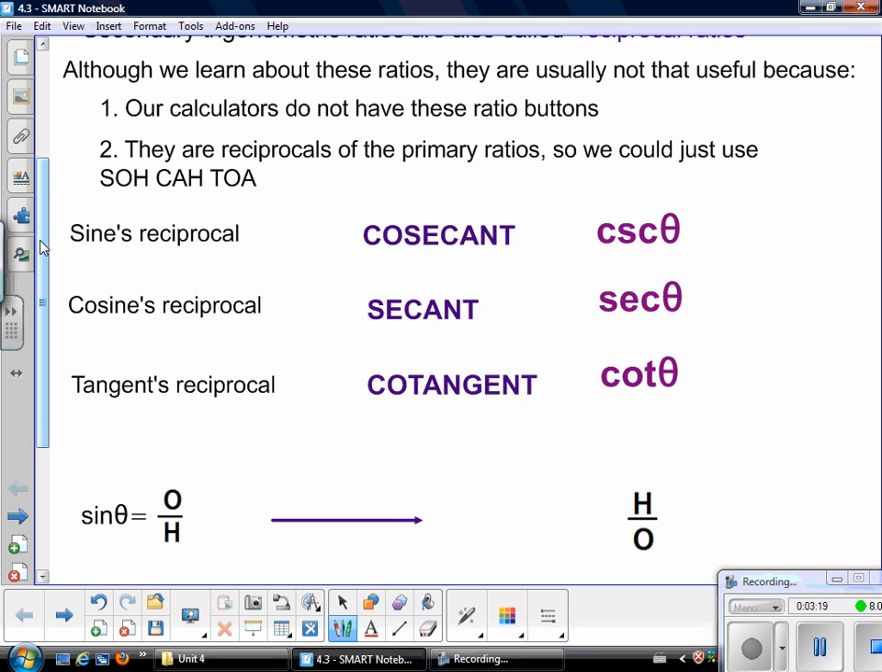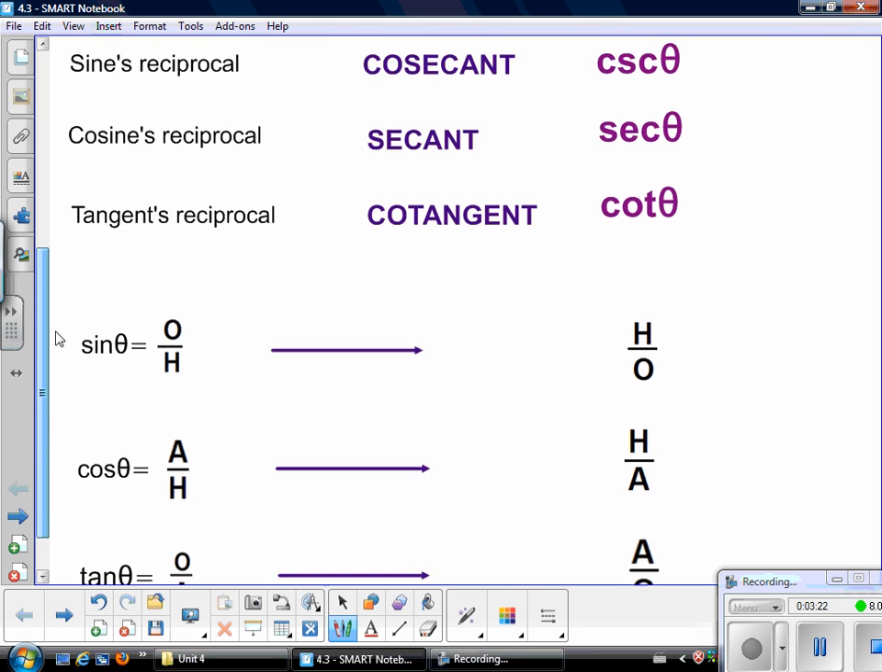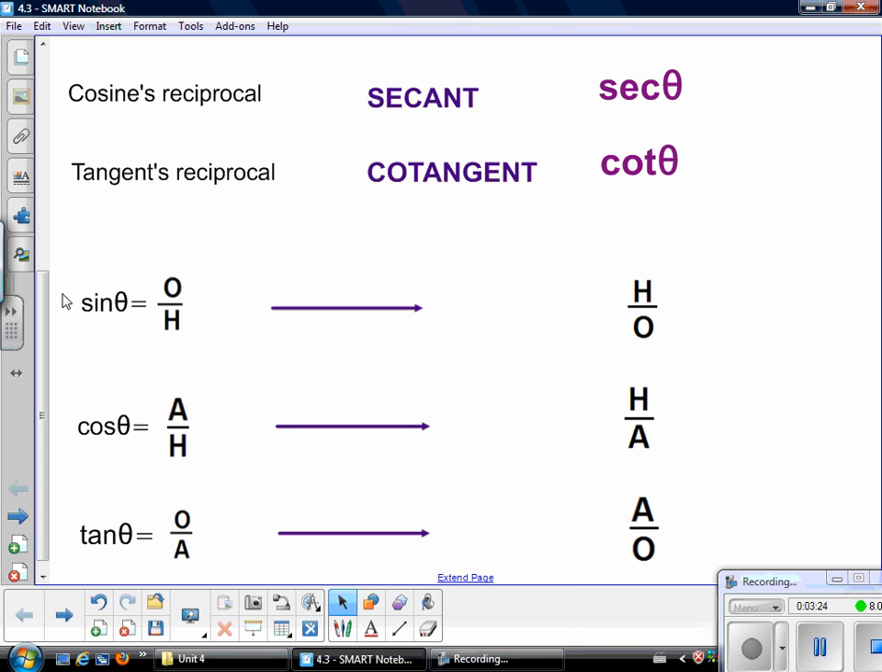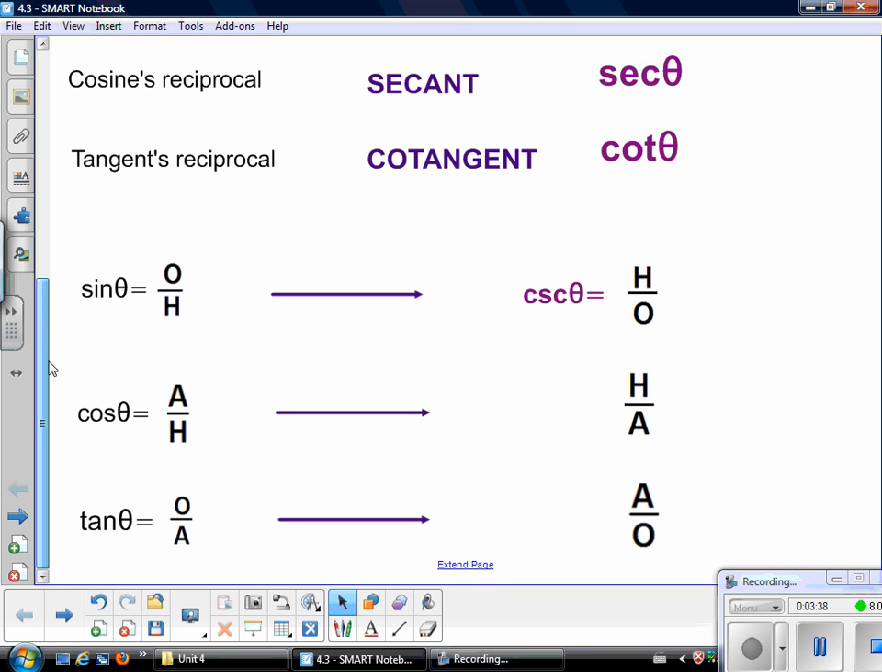And it really means that when we're talking about reciprocals, you already know that sine is opposite over hypotenuse. So the reciprocal of that would be hypotenuse over opposite, and so that is what cosecant theta is equal to. Cos is adjacent over hypotenuse, so secant is hypotenuse over adjacent, and tan theta is opposite over adjacent, and so the cotangent is adjacent over opposite.